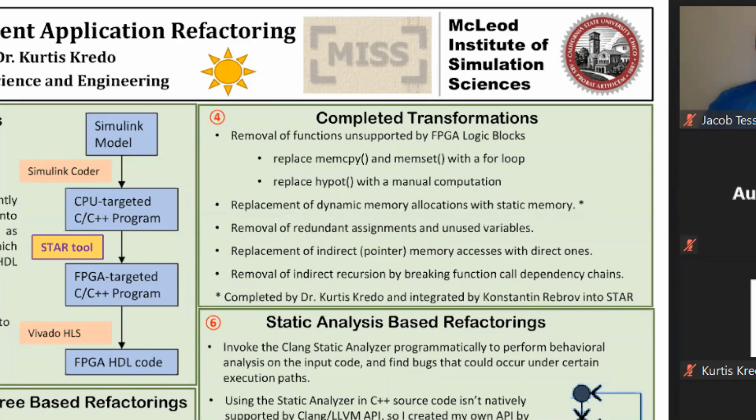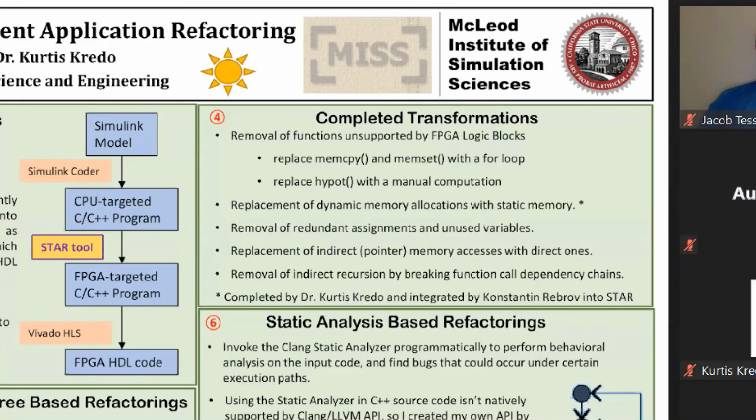Now, the reason why these functions are unsupported by the FPGA is that hardware description language files, for those of you who don't know, are actually not implemented as software but as hardware. Whereas a CPU targeted C++ program is loaded into the random access memory of the CPU, an FPGA targeted C++ program is ultimately transformed into actual logic gates, actual hardware.